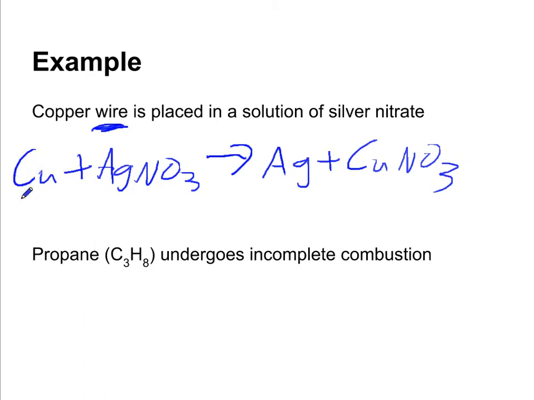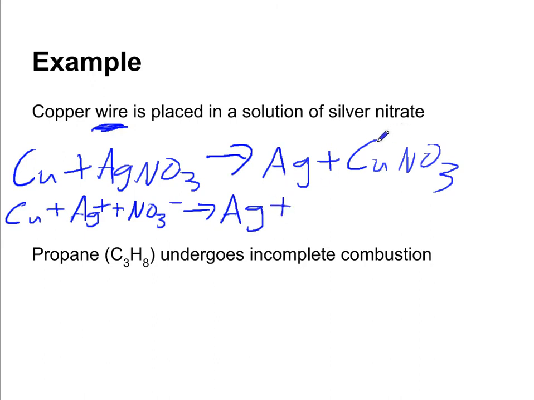Now we need to write the complete ionic equation. Nothing special happens to copper because it's just a pure substance by itself. But this is a solution, so it's going to break up into an Ag plus and a NO3 minus. Now on this side, we've got our silver metal, and our copper nitrate is going to be a solution because nitrates are always soluble. So we've got a copper ion and a nitrate ion.